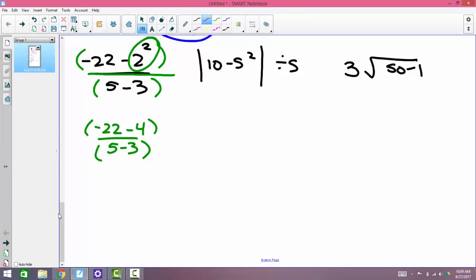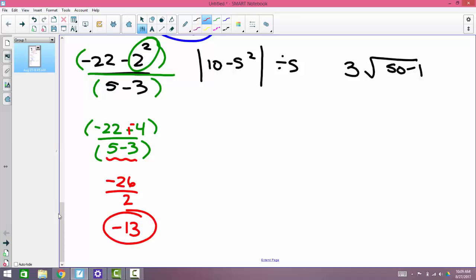Whenever you have a minus, slash and dash will help you become happier in life. So now you have negative 26 is the numerator, and we can go ahead and put the denominator together as well. Denominator on the bottom, that is 2. And negative 26 over 2 is negative 13. So that is your final answer.